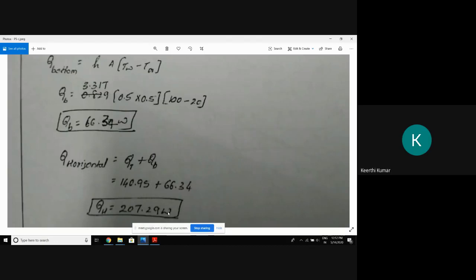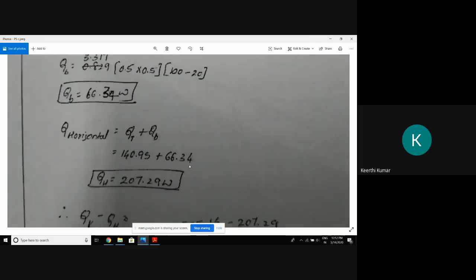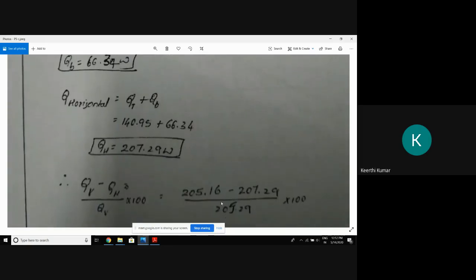If the same plate at the same place with the same condition is kept in the same atmospheric air, then the rate of heat transfer for the horizontal plate is 207.29 and if it is vertical it is around 205.16. Vertical it is 205, horizontal it is 207. That means you can decide; in some GATE exams they will ask the same kind of question. Assume that the temperature of the plate, the temperature of the surrounding area, everything is the same. Just by changing the orientation of the plate, how does the convective heat transfer change? You can calculate by this and you can tell.